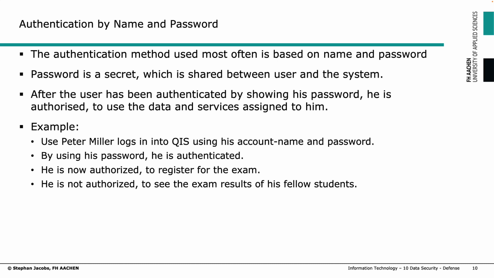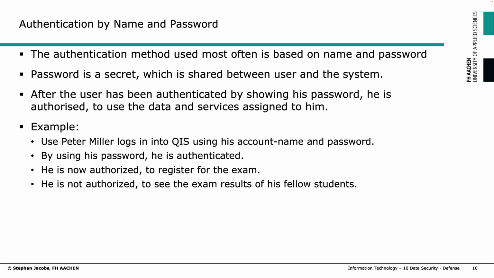After the user has been authenticated by proving he knows a password, he is authorized. So authentication and authorization always go hand in hand. And what is he authorized to? For example, to use the data and the software and the services and the hardware which is assigned to him.